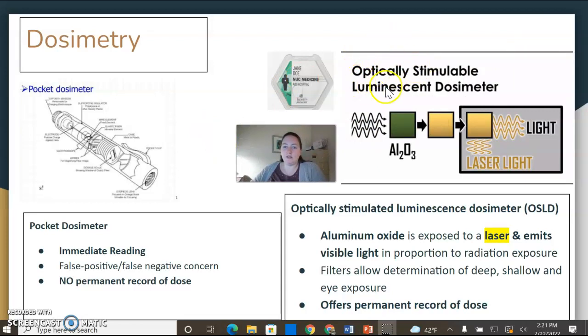And then the OSLD, which most of you probably wear, is the optically stimulated luminescence dosimeter. Aluminum oxide, so if you can remember optical oxide, it's exposed to a laser and emits visible light, and it offers permanent record. So the OSLD has aluminum oxide. It uses a laser, emits light, and it offers a permanent record of dose.